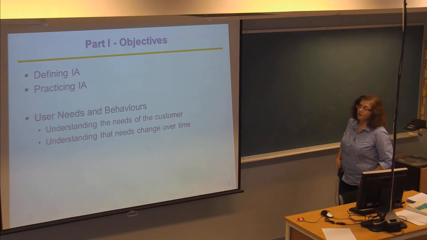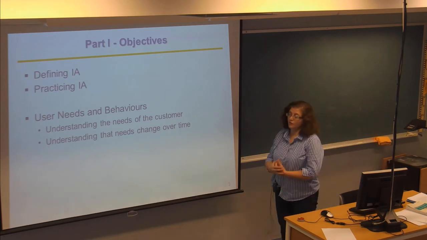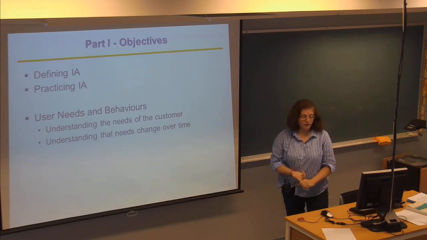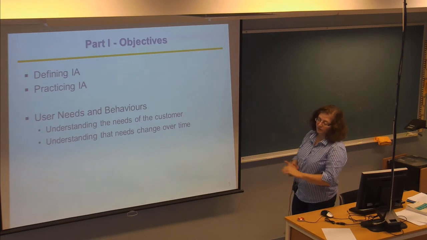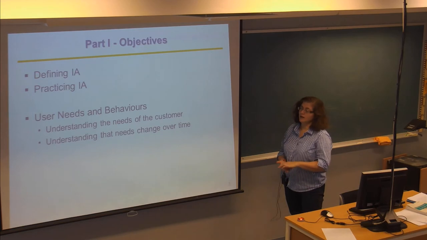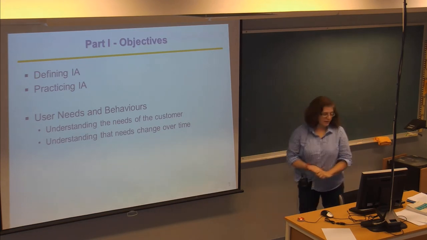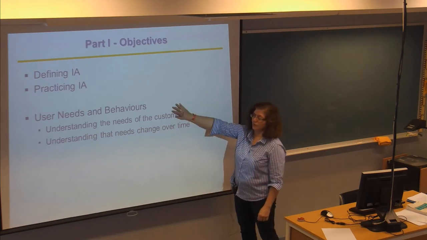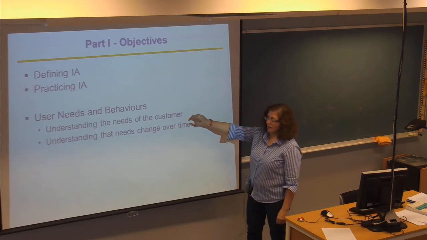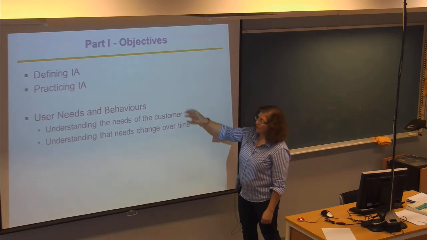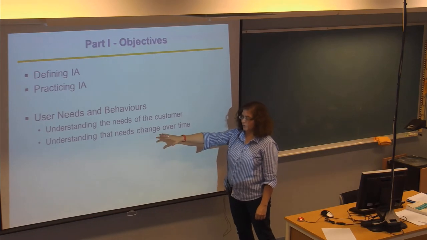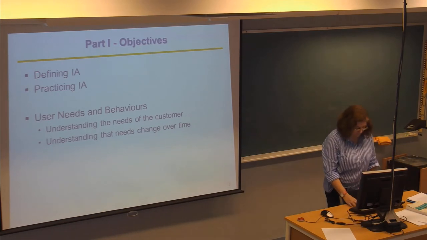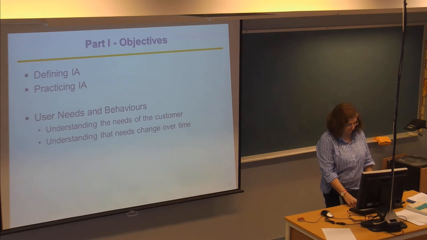Okay, so the objectives of part one of the book, which is supposed to be chapters 1, 2, and 3, is to talk about defining what is information architecture, the concepts of practice in information architecture, and users' needs and behaviors. Understanding users' needs and behaviors means understanding who the customer is and how they think and how they make decisions and how they behave. And then also understanding that the needs will change over time, and it's not a static process, but you need to go through cycles of design.